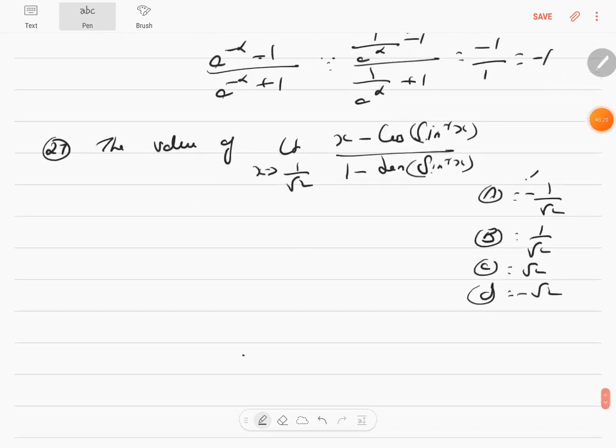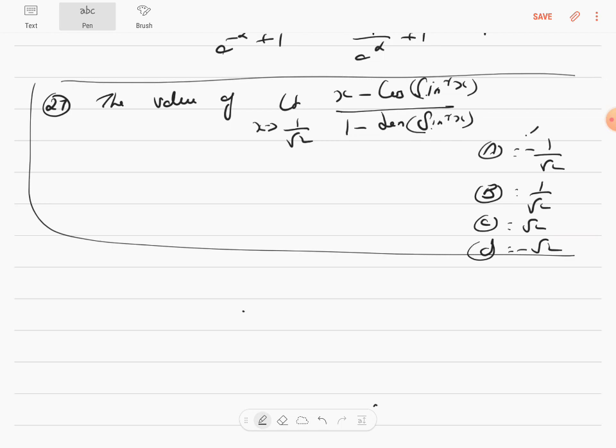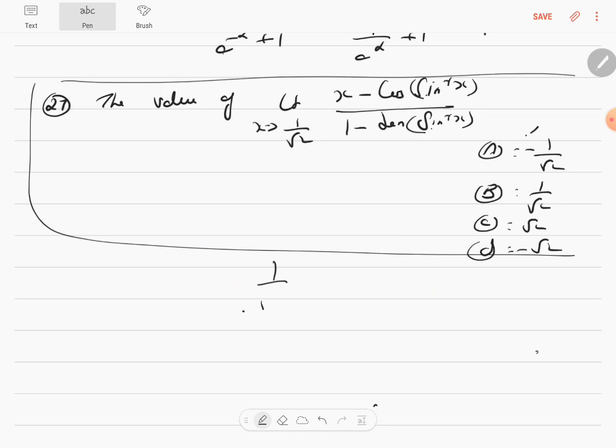So here is the next question. The value of limit x tends to 1 by root 2 of x minus cos sine inverse x by 1 minus tan sine inverse of x. So when you substitute 1 by root 2, cos of sine inverse of 1 by root 2 is cos pi by 4, so the numerator becomes 0. Similarly the denominator will also become 0. It's a 0 by 0 format. So can we apply L'Hopital rule directly?